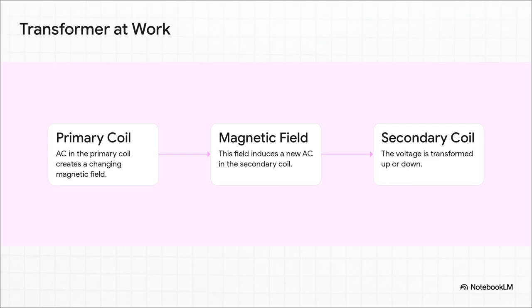And that brings us to the transformer. Honestly, its genius is just how simple it is. You have two coils of wire near each other. The alternating current in the first coil creates a constantly pulsing magnetic field. This field then creates a new alternating current in the second coil. And get this, the two coils never even have to touch. It's all done through that invisible magnetic field.